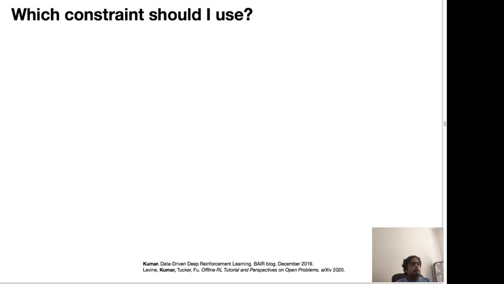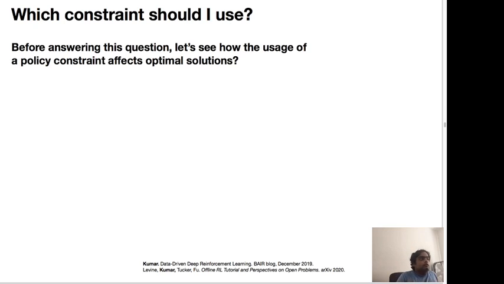One of the next questions I want to go into briefly is which constraint should I use? We've seen there are so many choices for D, but which of these should we use if I'm a practitioner and I want to apply offline RL to my problem? Before answering this question, let's see what a policy constraint actually does to the solution that you will recover when you optimize the RL objective with the policy constraint.